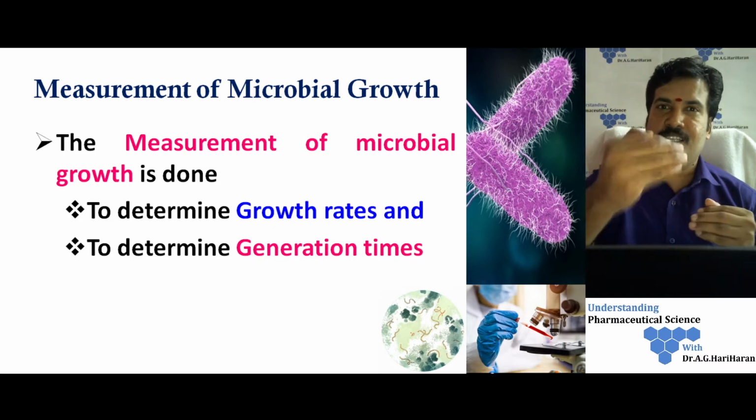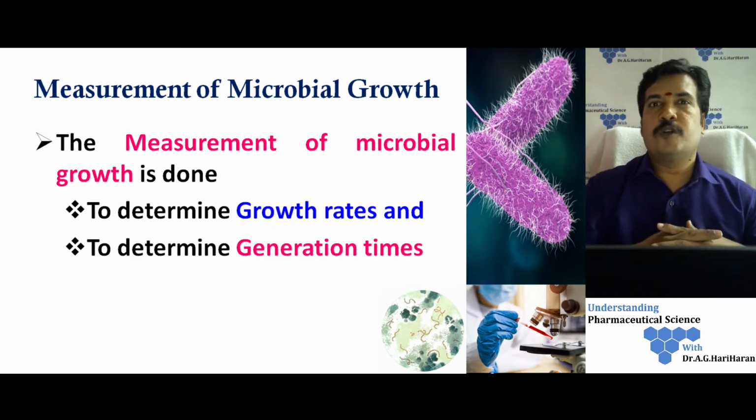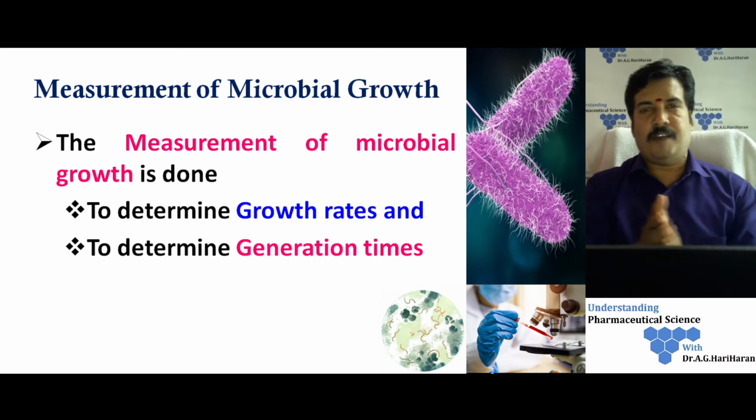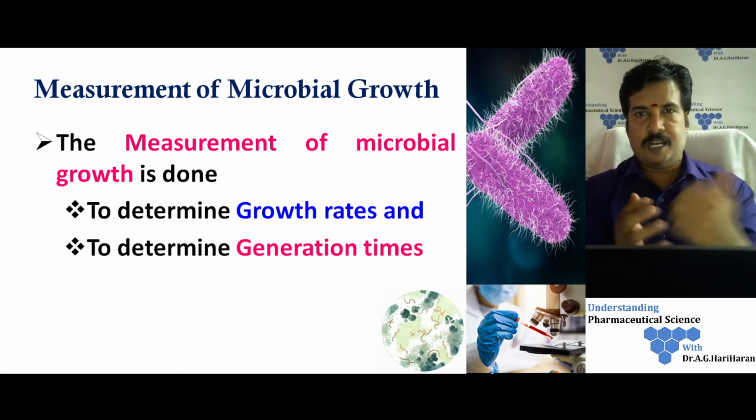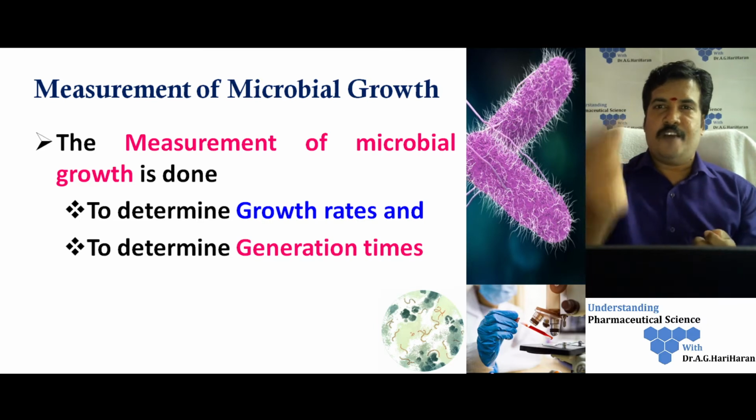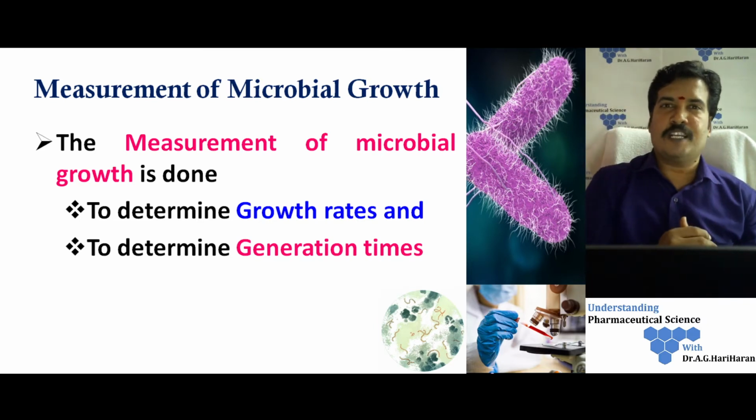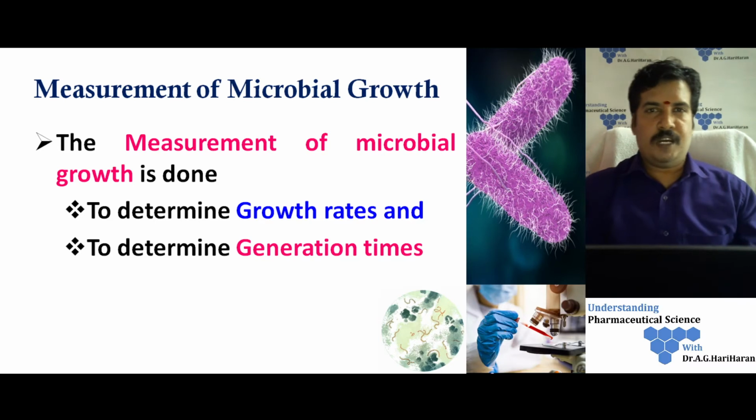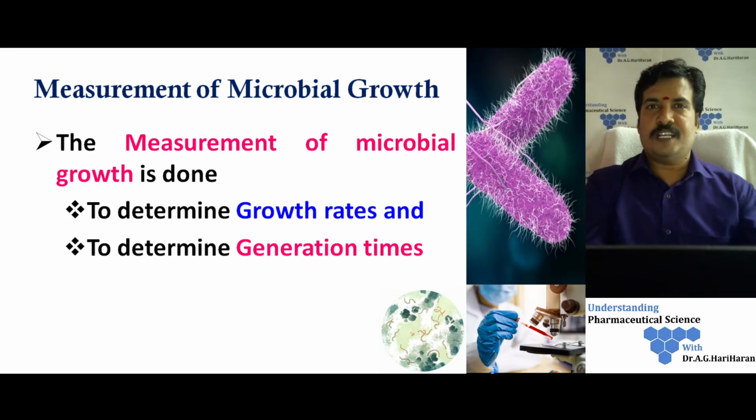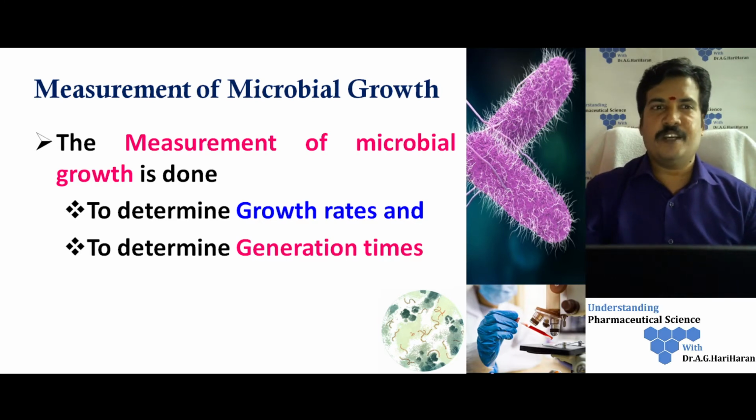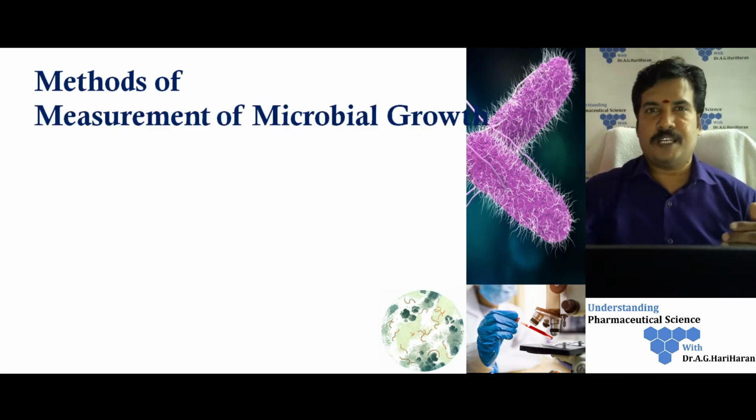To measure this, we need techniques to count the bacteria in a given sample. For example, I have taken a test tube of sterile broth media, and a loop full of organism is added. At the 0 minute, what is the total count of the cell or what is the viable count of the cell? We have to calculate it. And after a specific interval, we have to count how many cells are present in that particular sample. That is considered enumeration of bacteria or measurement of microbial growth.